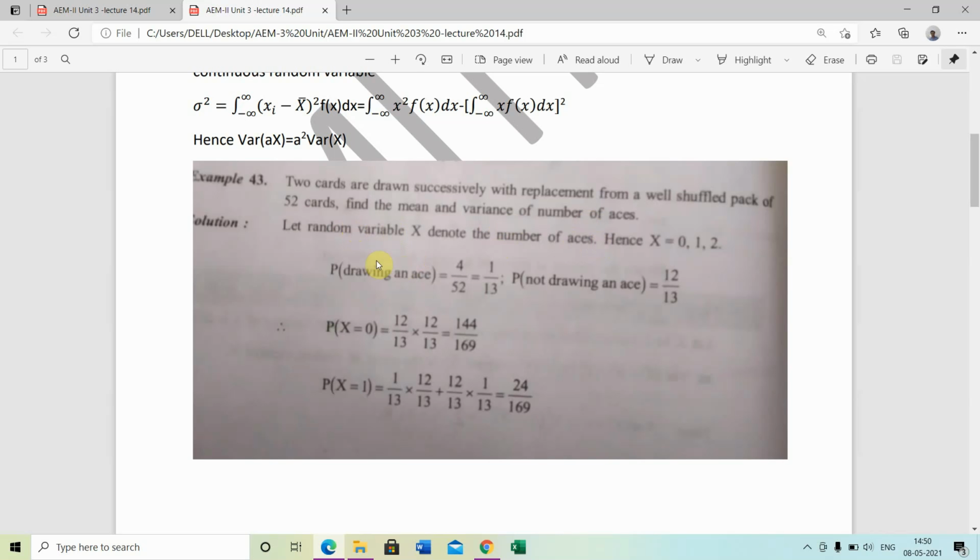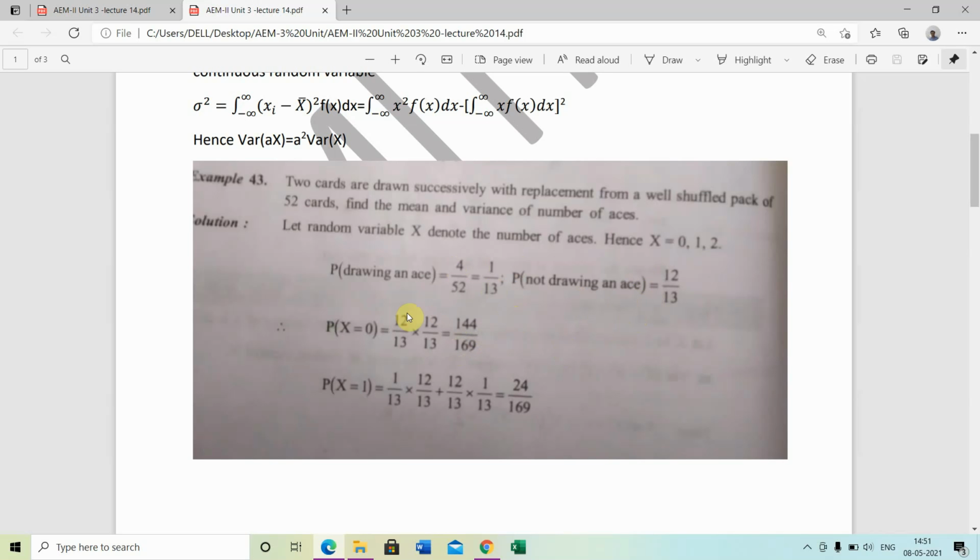So we draw the two cards. So the random variable X is 0 cards, 1 card or 2 cards. The random variable X is 0, 1 and 2. So if we are drawing an ace, then the probability of drawing an ace equals 4 upon 52, because the aces are 4, so 4 upon total cards 52, that is 1 upon 13, and not drawing an ace is 1 minus 1 upon 13, which equals 12 upon 13.